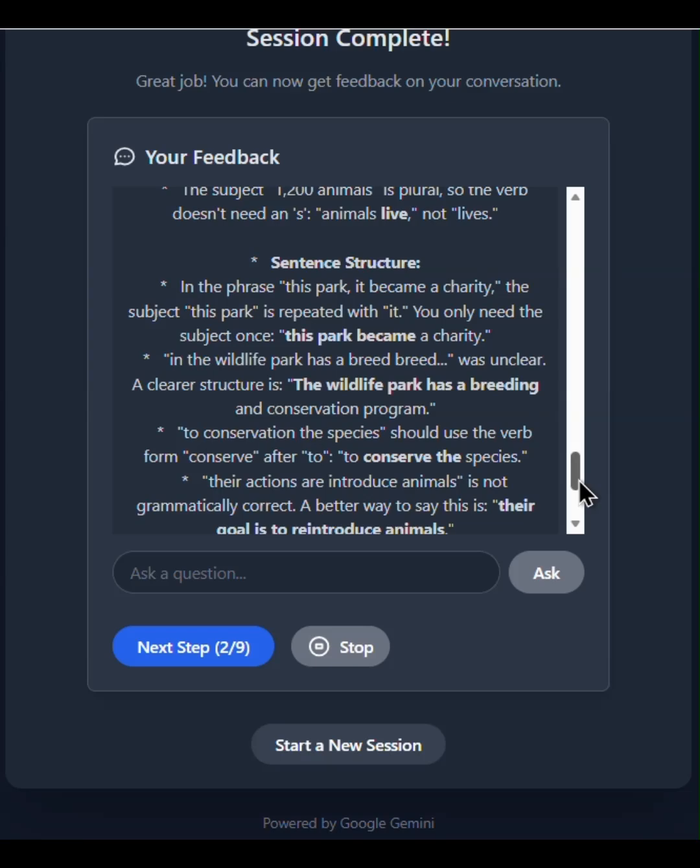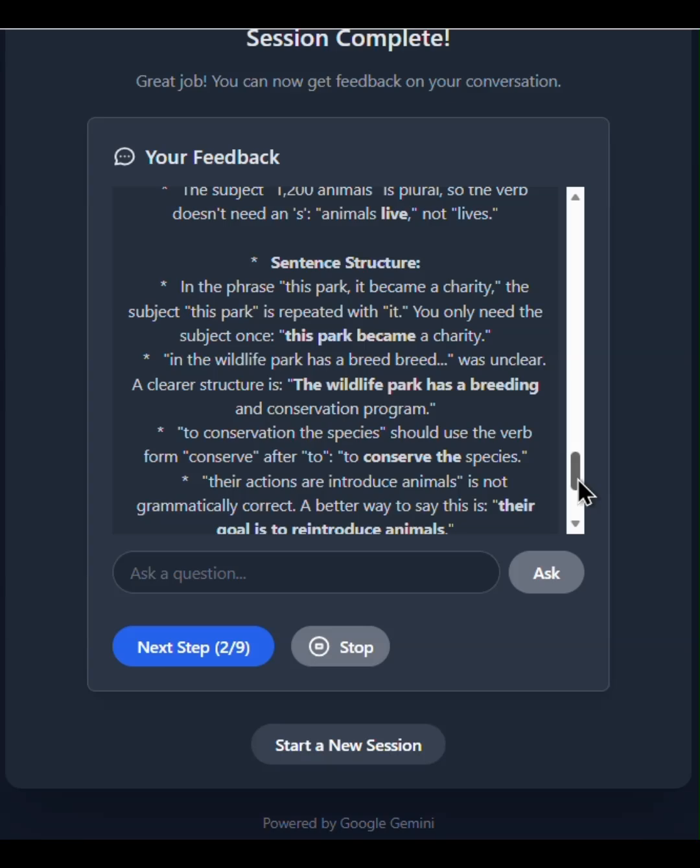Sentence structure. In the phrase, this park, it became a charity, the subject, this park, is repeated with it. You only need the subject once. This park became a charity. In the wildlife park, has a breed was unclear. A clearer structure is, the wildlife park has a breeding and conservation program.